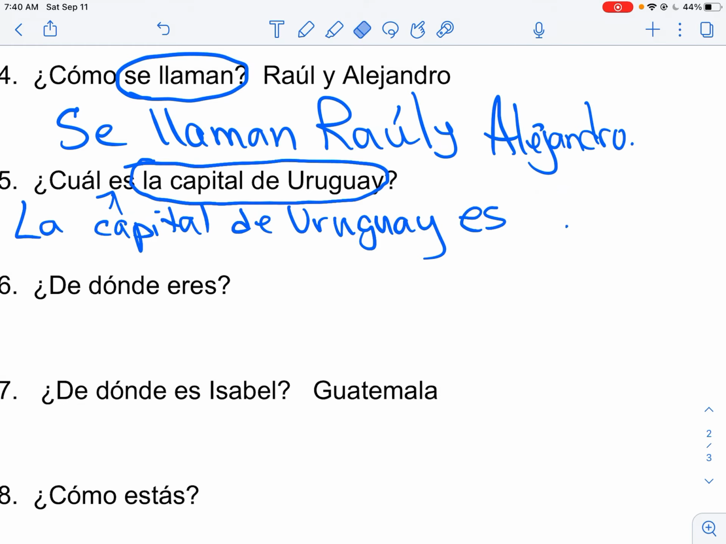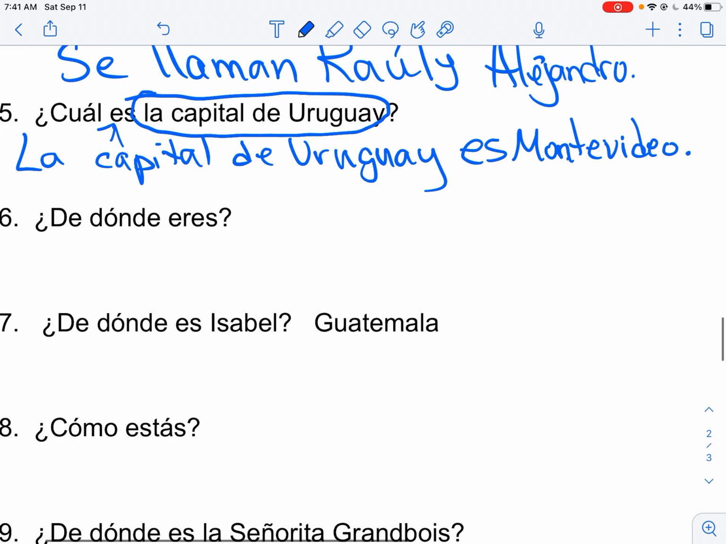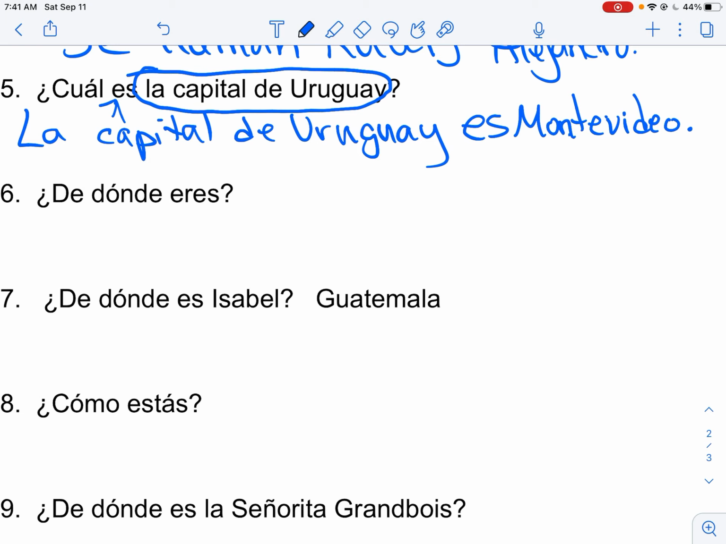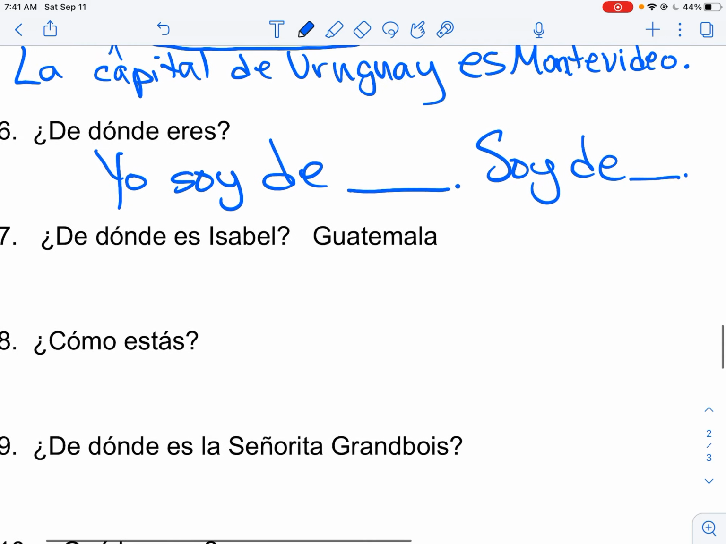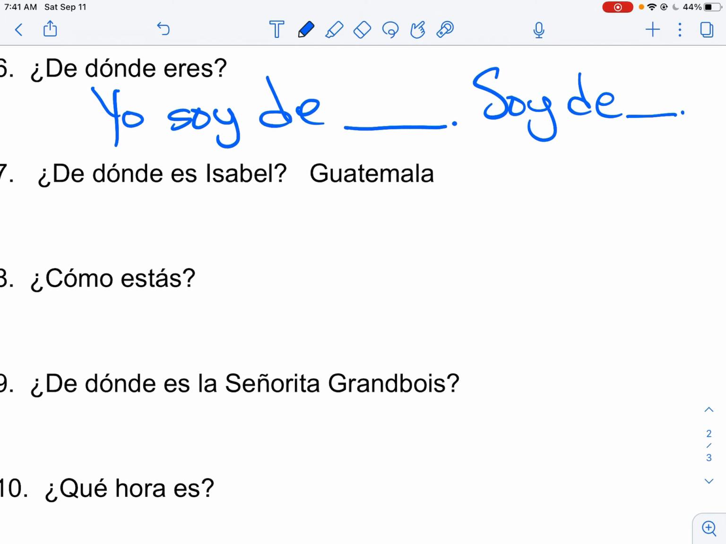This, by the way, oh, let me rewrite it because that looks horrible. That looks better. ¿De dónde eres? From where are you? You have to answer this in where you're from. Now, you can either write yo soy de and then fill in where you're actually from, or you can just write soy de, and I'll explain why you can do that later on. But for right now, just know that you can write it either way.